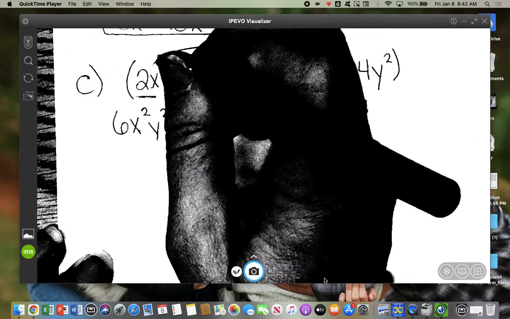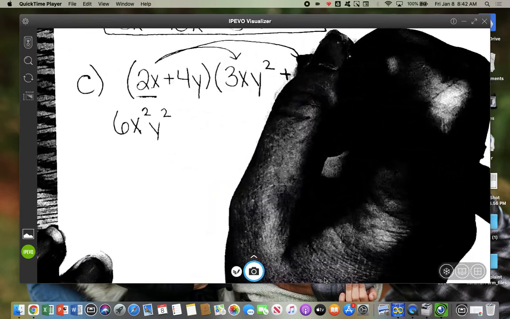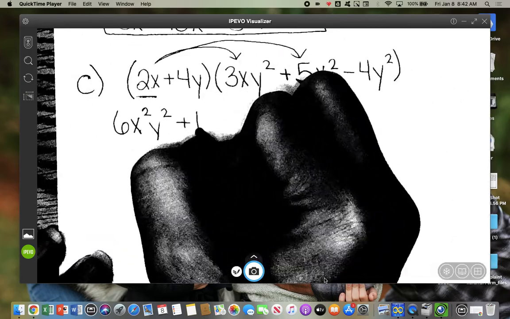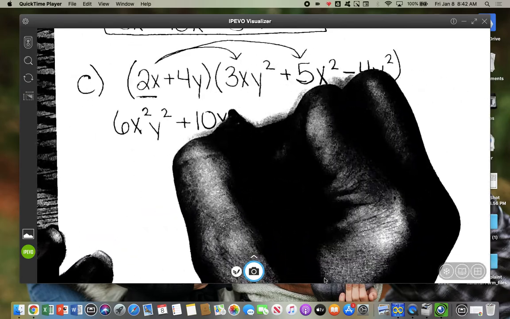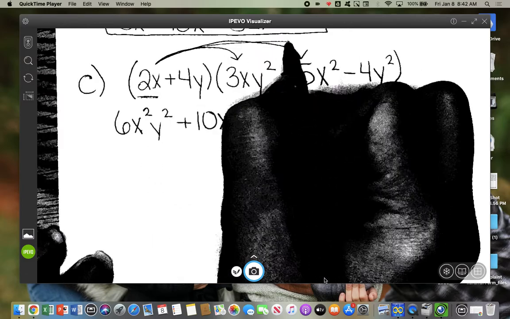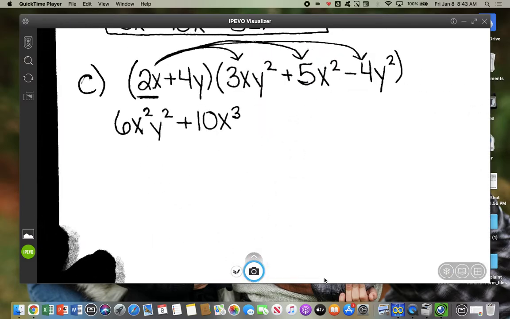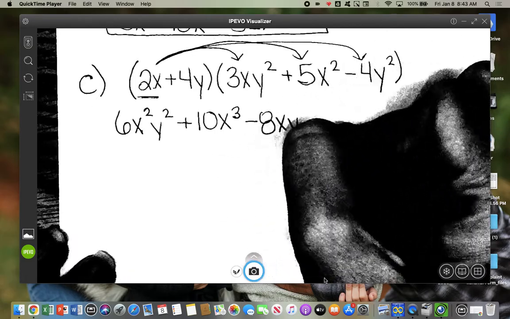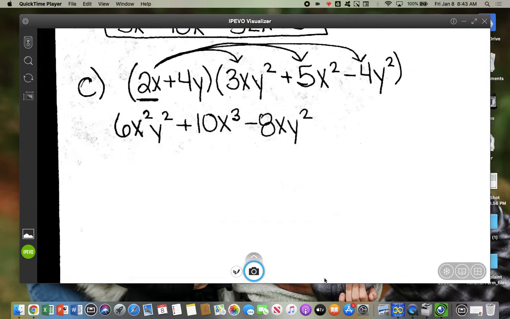All right, now we have to take 2x times 5x squared. What does that give us? 10x cubed. 2 times 5 is 10. And then 1 plus 2 gives us x cubed. And then on the last part, 2x times negative 4y squared. All right, what do you guys think?